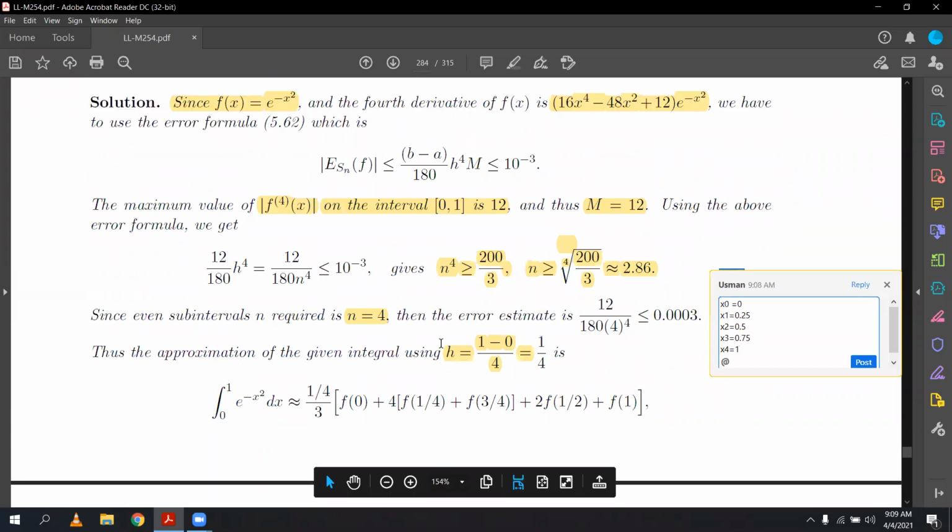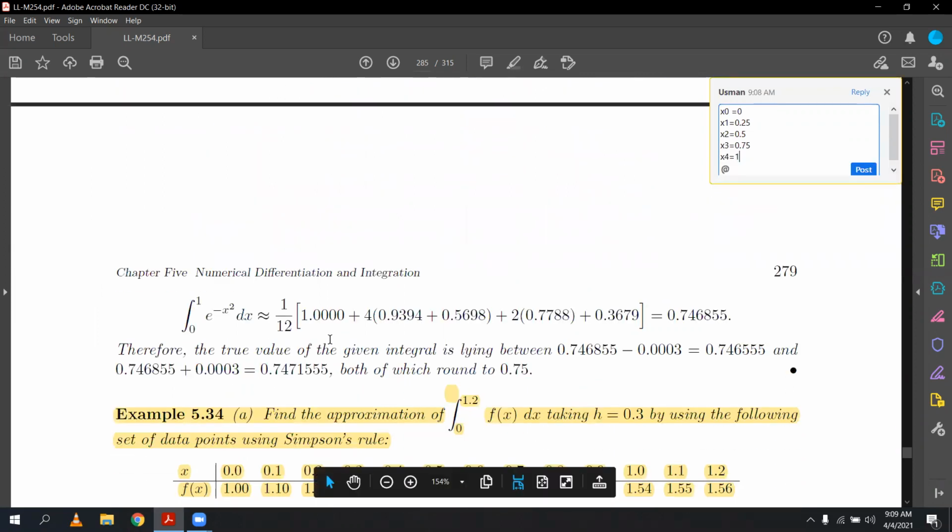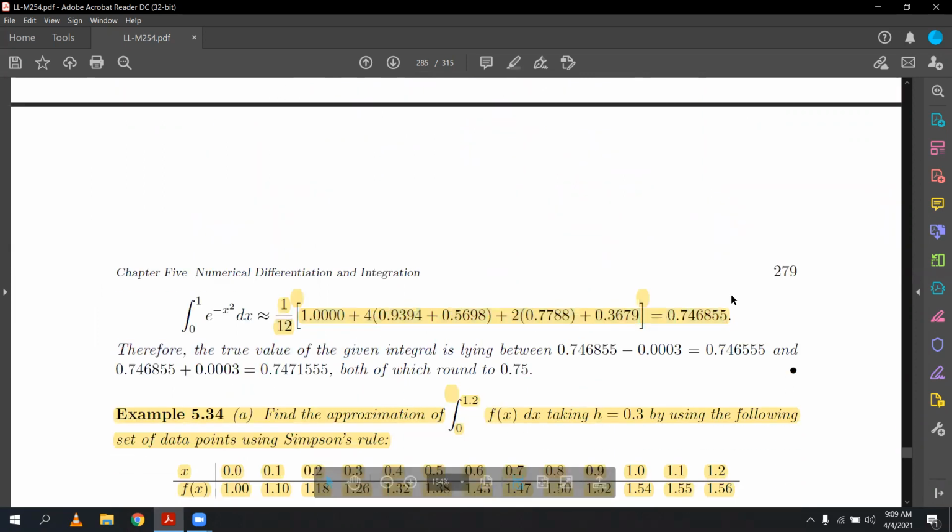Now your function is e to the minus x squared, f of 0 equals 1. And you can easily find out what f of 1 by 4 is. Put x in place as 1 by 4, and when you simplify, you will get this approximation. The approximation of this integral with the help of the composite rule is 0.74 here.